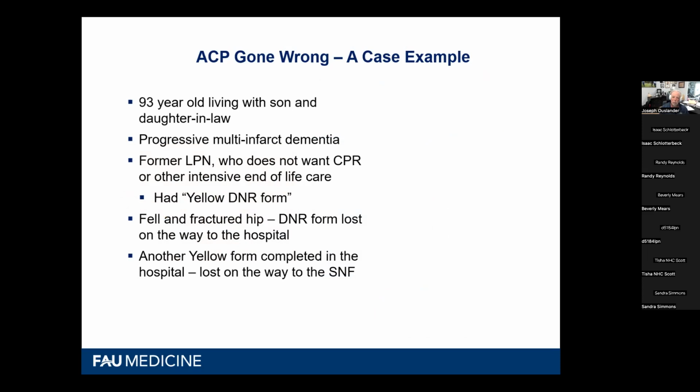It's a 93-year-old living with son and daughter-in-law and had progressive multi-infarct dementia. She was a former licensed practical nurse who did not want CPR or other intensive end-of-life care. And she had filled out a yellow DNR form. I don't know if that's necessary in Tennessee. I can't remember, but in Florida, if you don't have a yellow DNR form, the paramedics will perform CPR. She fell and fractured her hip, and her DNR form was lost on the way to the hospital.